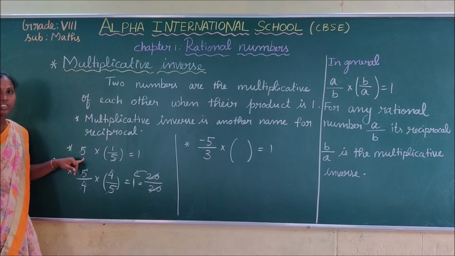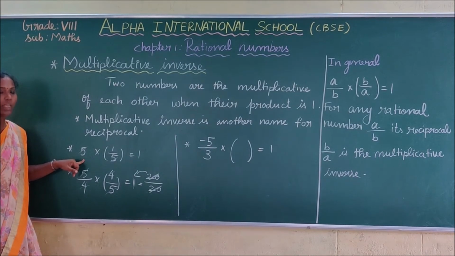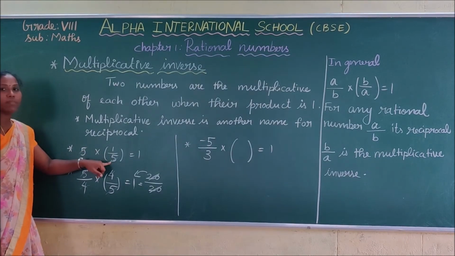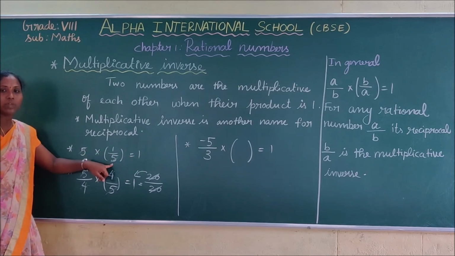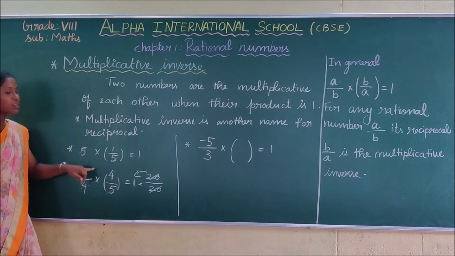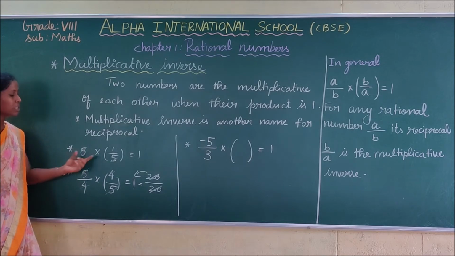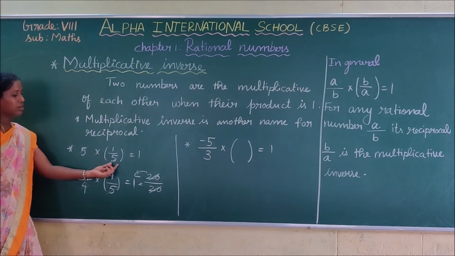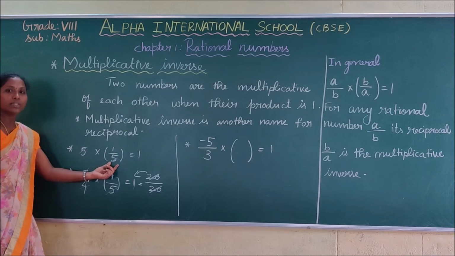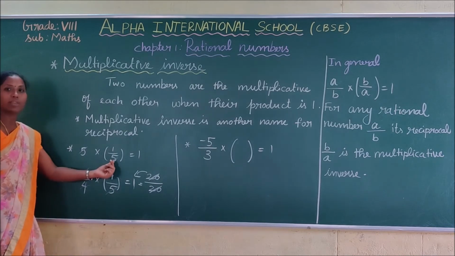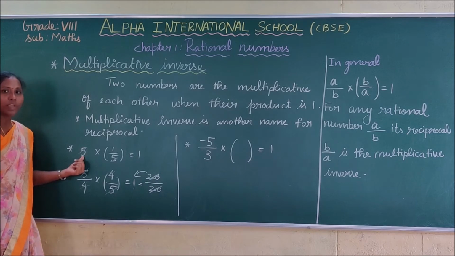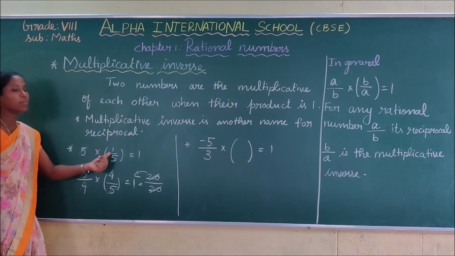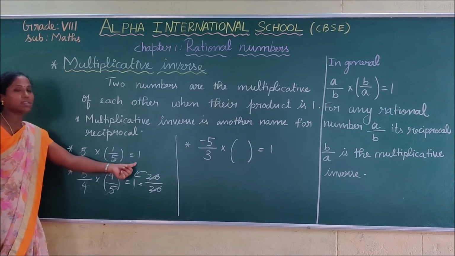So look at the first example. Here I am taking a number 5 and we are multiplying 1 by 5. We are getting the result 1. So these two numbers are said to be the multiplicative inverse of each other. Also think from this example, the multiplicative inverse. How is it? It will be the reciprocal of the given number itself. So see 5, what is the reciprocal of 5? 1 by 5. If you multiply 1 by 5 with 5, you get the result 1.